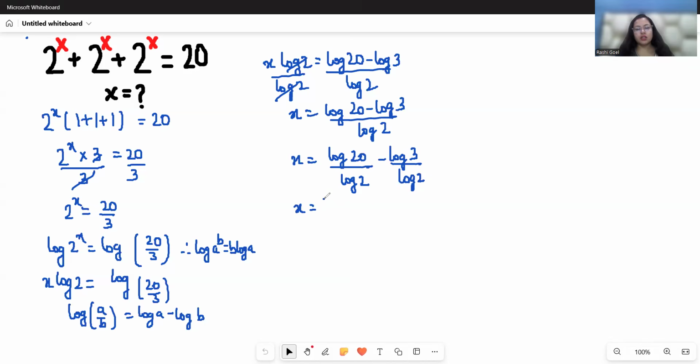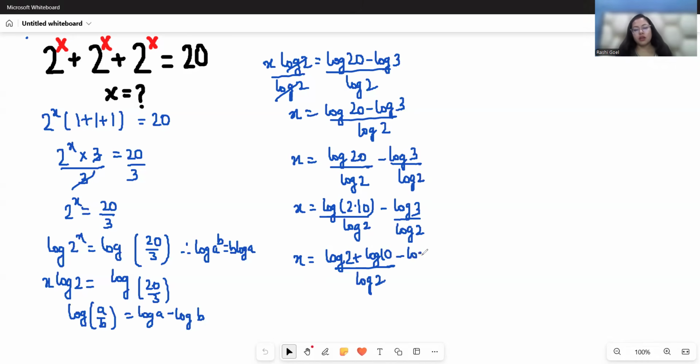Now 20 I can write as 2 times 10, so log (2 times 10) by log 2 minus log 3 by log 2. Again I am using the same identity, log of a times b is log a plus log b. So x equals log 2 by log 2 plus log 10 by log 2 minus log 3 by log 2. So this will cancel out.